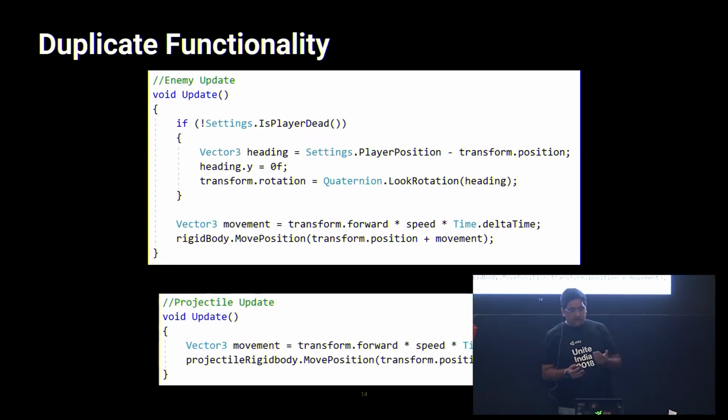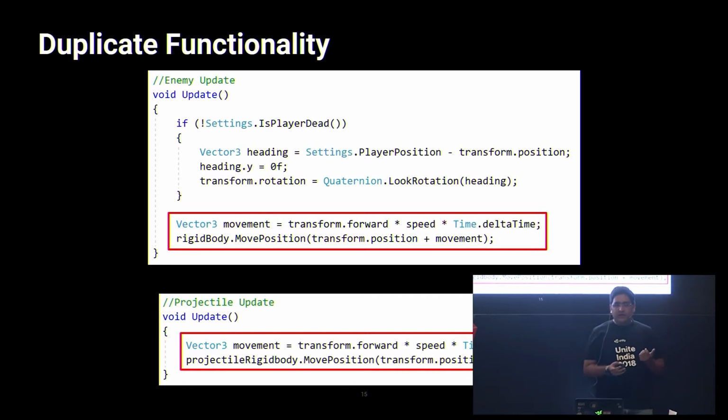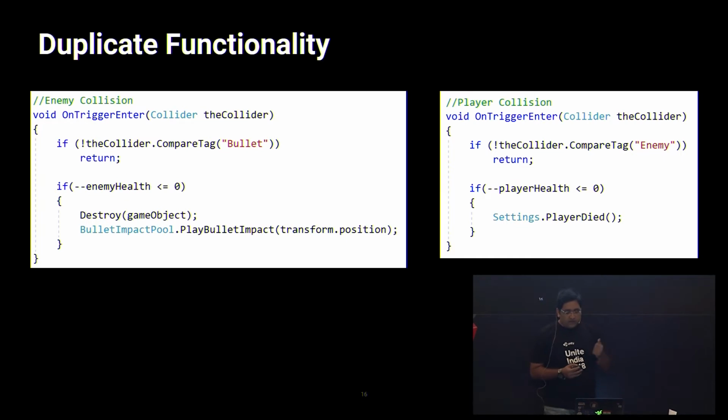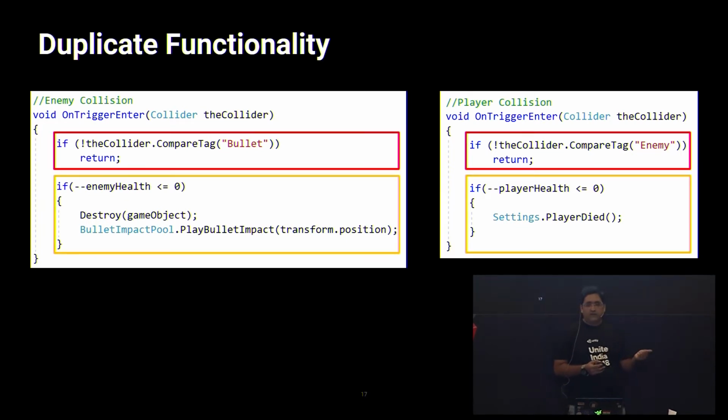And inside each of them, we have duplicate code. For enemy movement and projectile movement, we have similar functionality, but the code is repeated in every place. Similarly, on the collision side, we're checking for the same behaviors. We're checking if the tag is there or not, and then doing something with that.